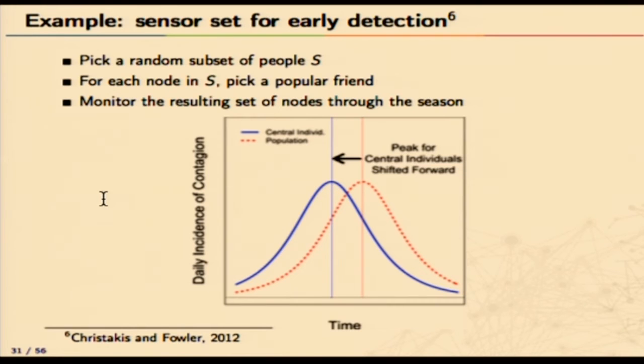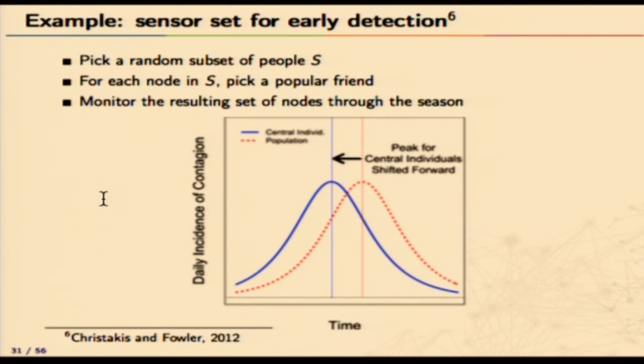And they keep periodically asking them whether they are sick or not. So this blue plot is the infection state, the time series of infections. This is time, and this is the number of infections. The blue plot is the number of infections by time, just restricted to this subset, the surveillance set that you pick. And the red curve is the time series of infections in the whole population.